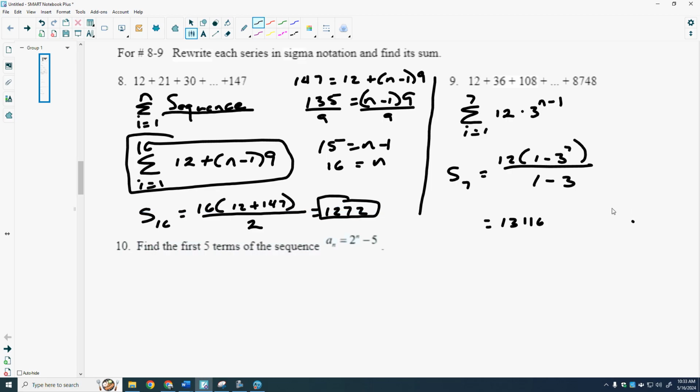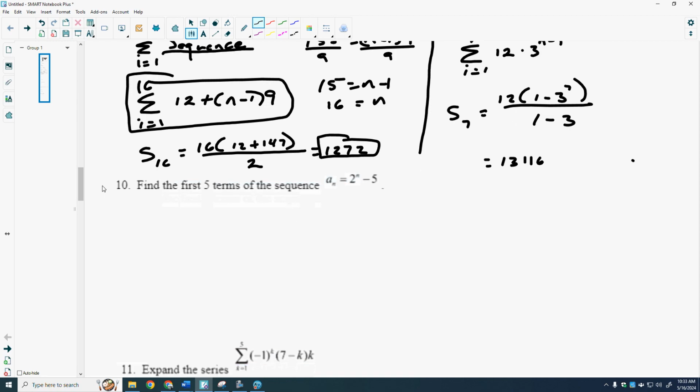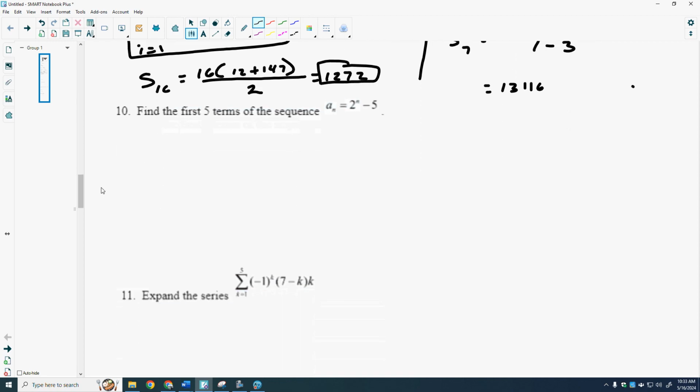Okay. All right. 8 and 9, guaranteed. You'll see that on the test. Just plug in 1, 2, 3, 4, etc. So a sub 1 equals 2 to the first power minus 5, which would be a -3.